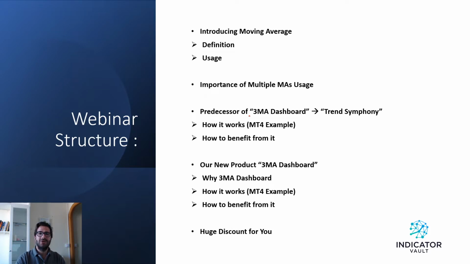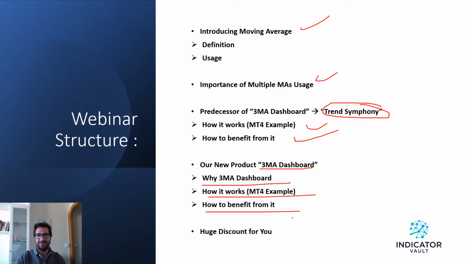This is our webinar structure. We will start by introducing what is moving average, for sure definition, usage, importance of using multiple moving average. We will talk about our previous indicator, which is Trend Symphony, how it works, how to benefit from it, and for sure, we are going to introduce our new product, which is 3MA dashboard, and we will tell you why 3MA, how it works, how to benefit from it.